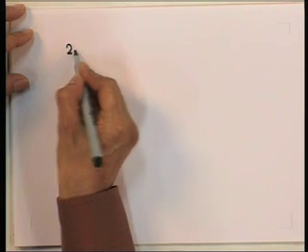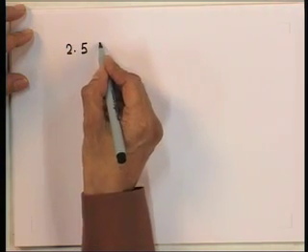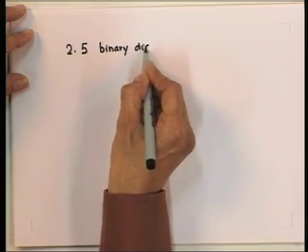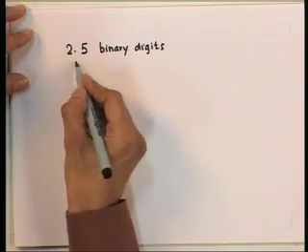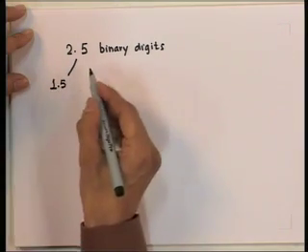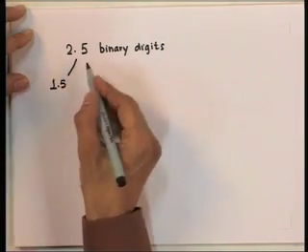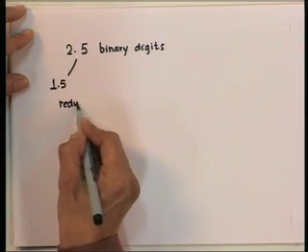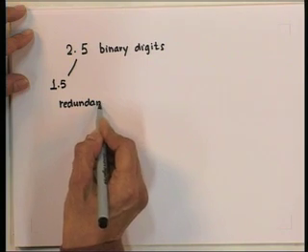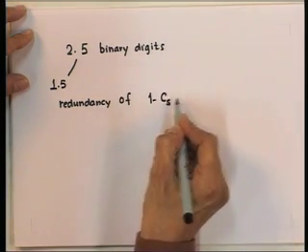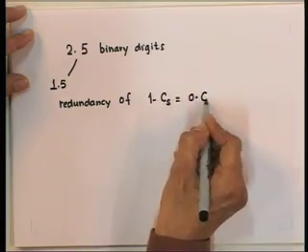Thus, on the average, for every 2.5 binary digits transmitted, 1.5 digits are redundant or check digits, giving a redundancy of 1 minus CS equal to 0.6.